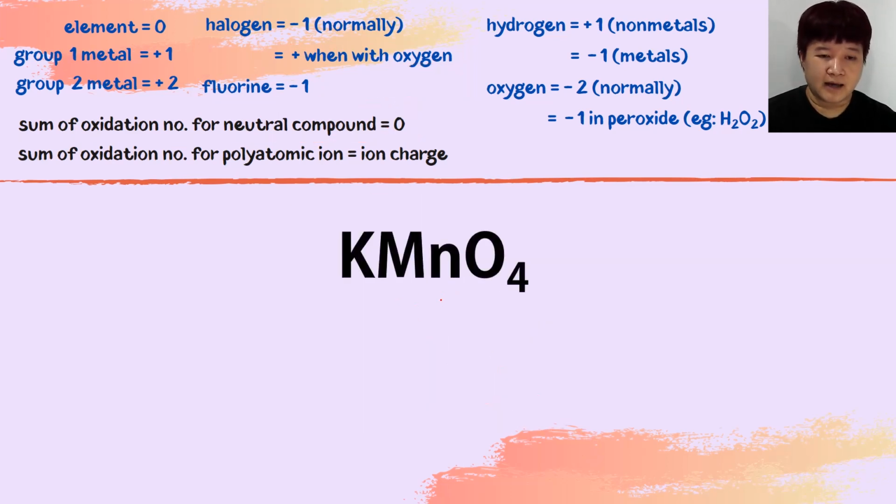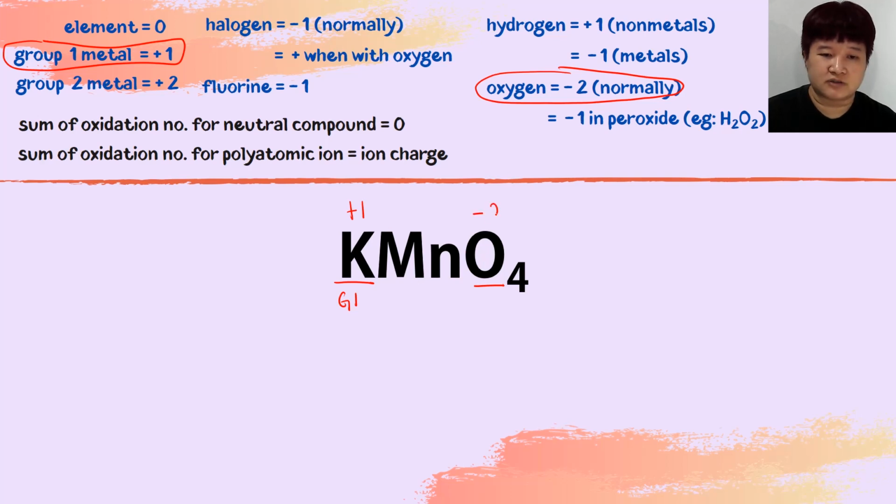Next, KMnO4. And in this KMnO4, which one will be unknown? K is a group 1 metal. Oxygen is stated above. So we know that group 1 metal must be +1. Oxygen will normally be -2 except in peroxide. So in this case, it's not peroxide, therefore oxygen will be -2. But manganese, do you know anything about manganese? No. So manganese will be the unknown that we are looking for.